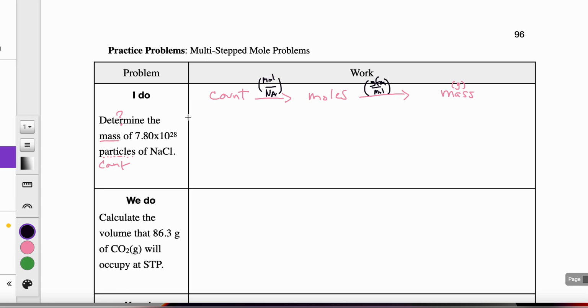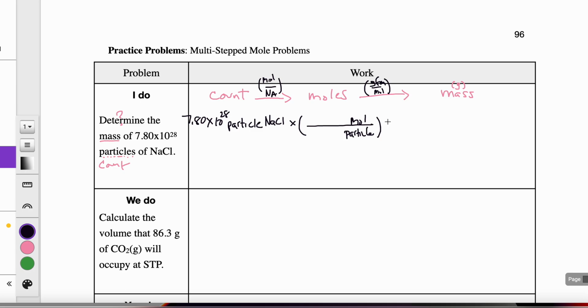Okay, so now to do the full dimensional analysis. Try to write nice and neat. So I have 7.80 times 10 to the 28 particles. And unfortunately, there's no abbreviation for particles. And the type of particles, NaCl. So I already know that in my equivalence I want to get to the unit or quantity of moles, and I want to be able to cross off the particle count. So I have that set up.